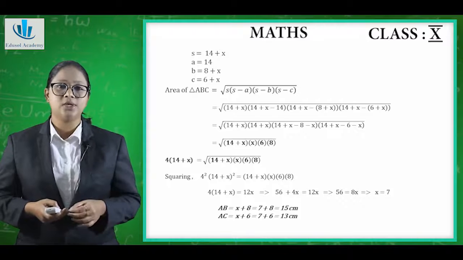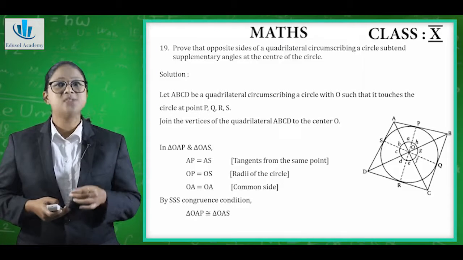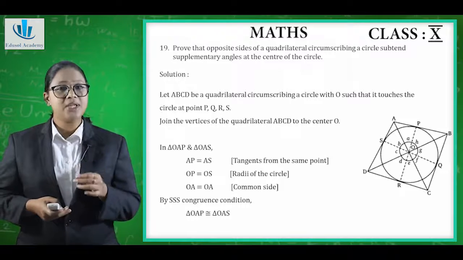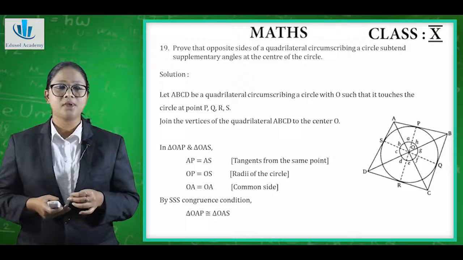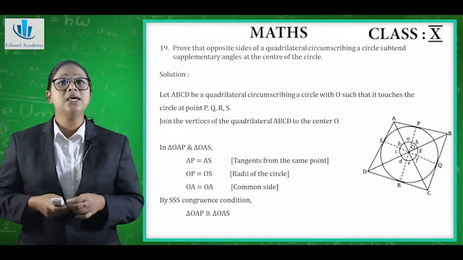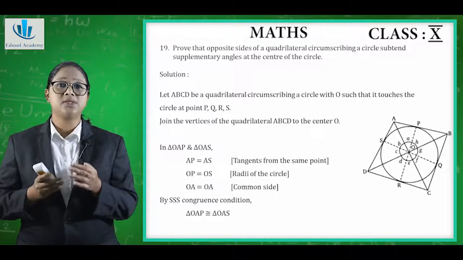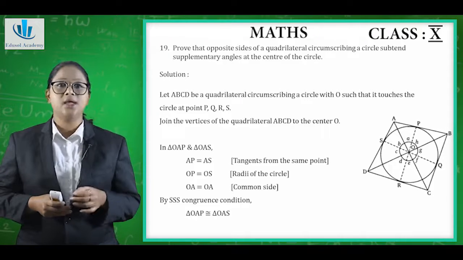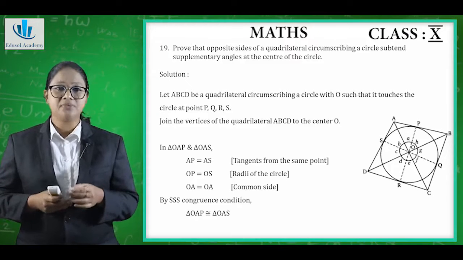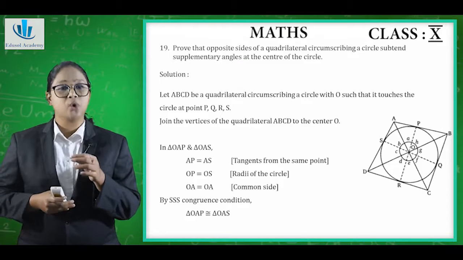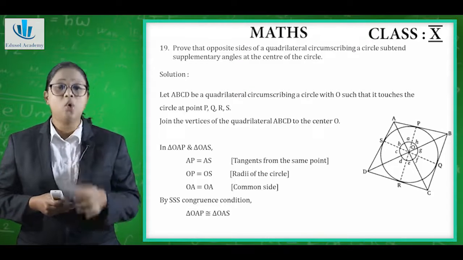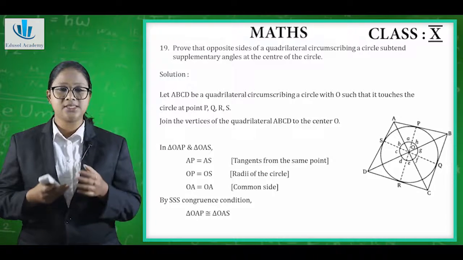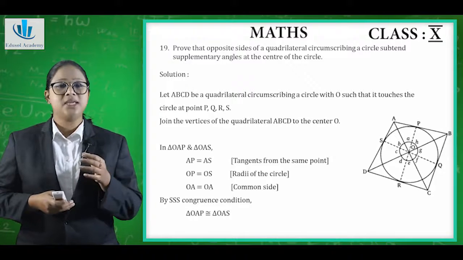Moving on to the next question. Prove that opposite sides of a quadrilateral circumscribing a circle subtend supplementary angles at the center of the circle. So there is a quadrilateral ABCD circumscribing a circle with center O, and let the points of contact be P, Q, R and S. Now for simplicity, we can divide all the sections of angle O, or name all the sections of angle O, as A, B, C, D, E, F, G and H. I hope that's clear.